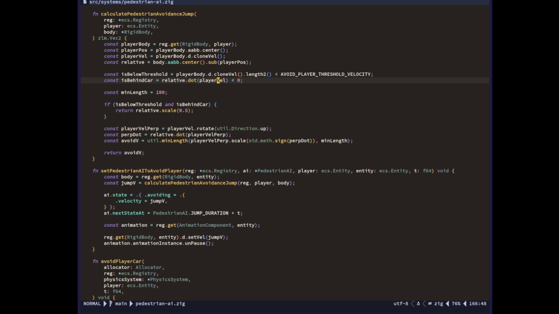And if it's negative, that means the pedestrian is behind the car. So we're checking here if we are moving slow and the pedestrian is behind the car. Then we want the pedestrian to just move away from the car in this way. We don't need to calculate if we're gonna jump up or down. We just take the relative position that it already has against the car and move in the same direction. So it will basically just move away from the car.